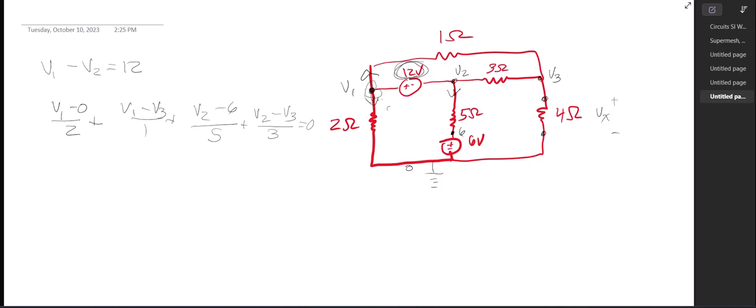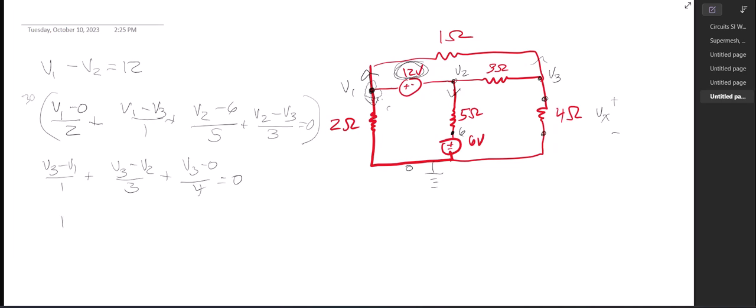And then I do V3. So for V3, starting by going up, I have (V3 minus V1) over 1. Then going to the left, I have (V3 minus V2) over 3. And then going down, I have (V3 minus 0) over 4 equals 0. So I've got 3 equations. I will multiply this middle one through by 30.